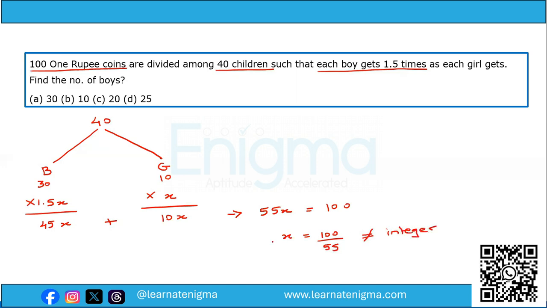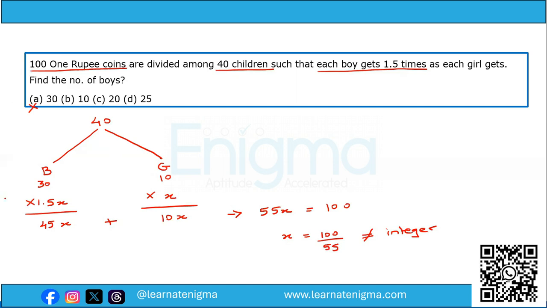Now this value of x needs to be an integer because we have assumed x as the number of coins given to one girl. So number of coins should always be an integer. So therefore we can eliminate option A.